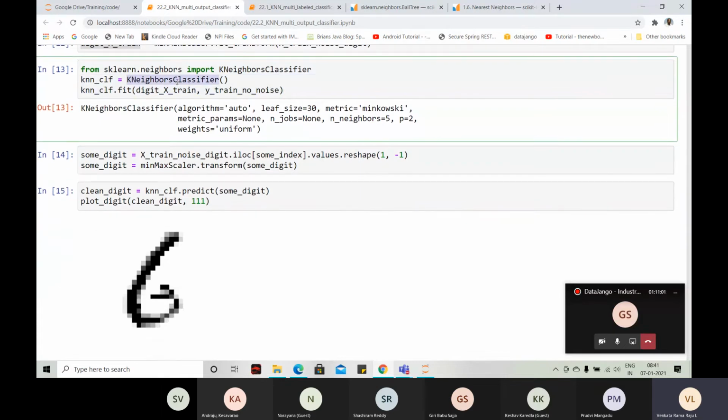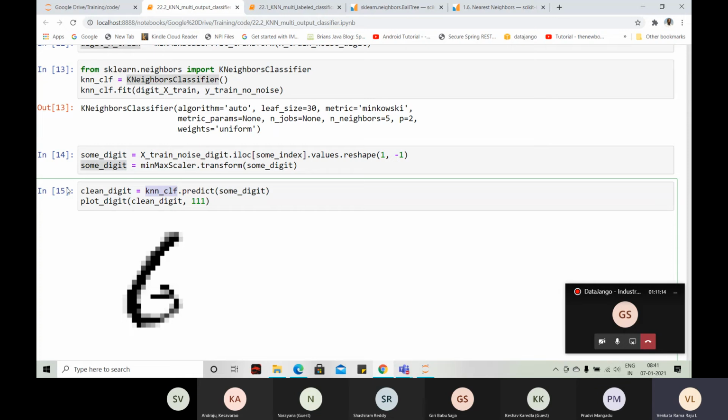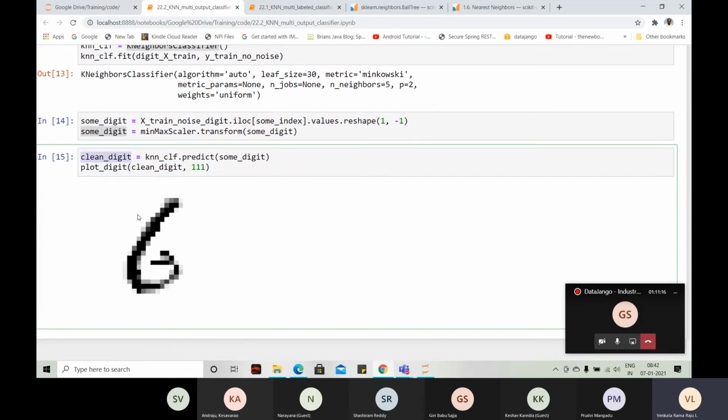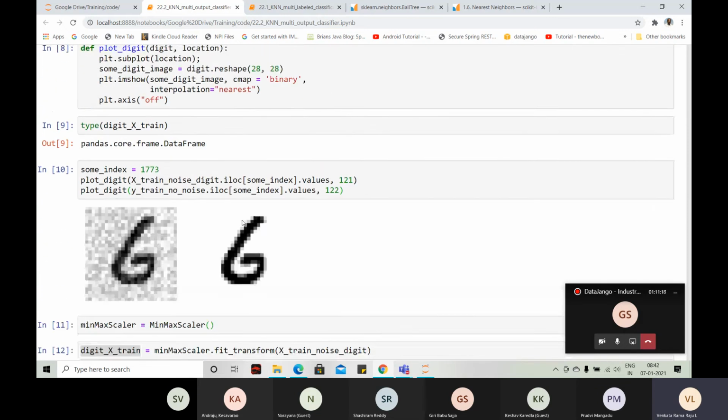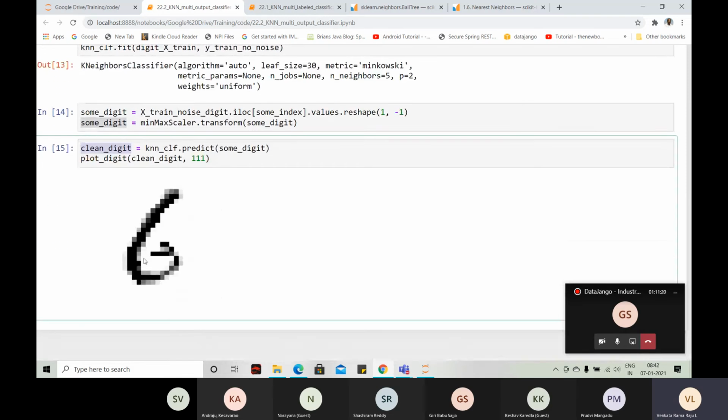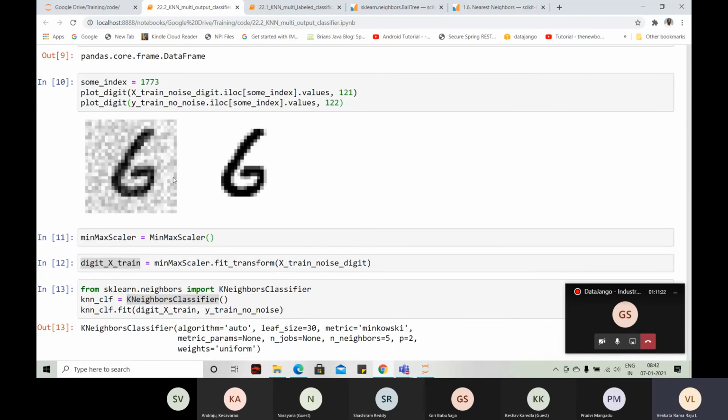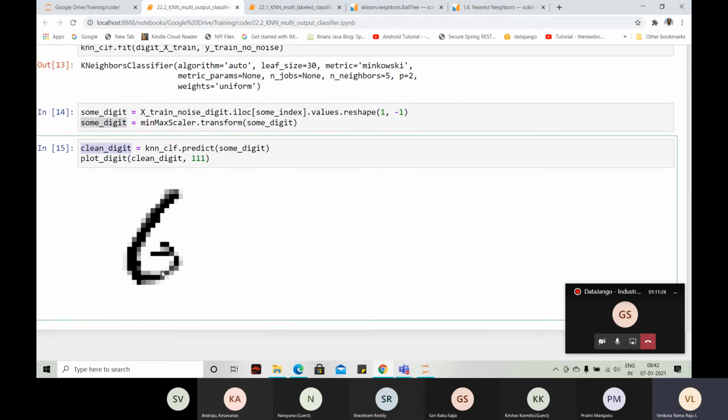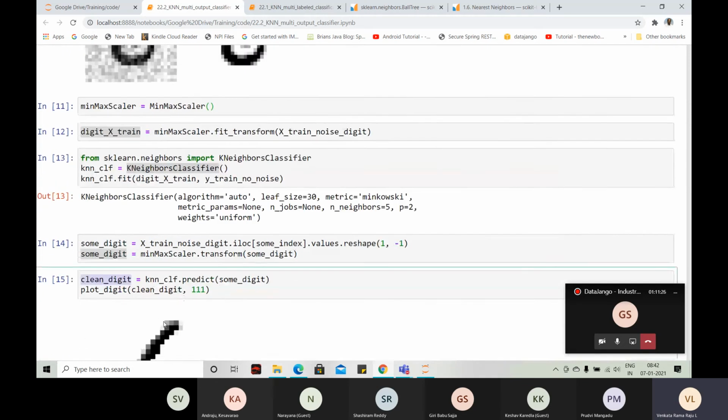KNN can handle multi-class and multi-output both. And now I've taken one record, did min-max scaling, took that blurred image, passed it to the model and predicted. See this, it unblurred. It is not as good as the original image, but it is almost there. All that noise got eliminated. Because it's synthetic data, it is working better.